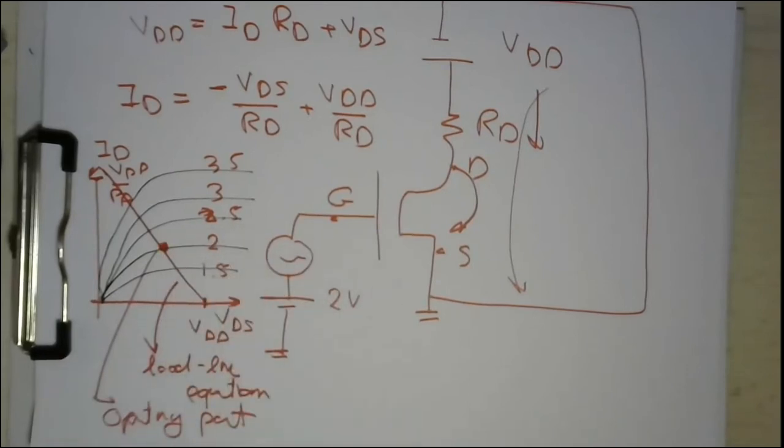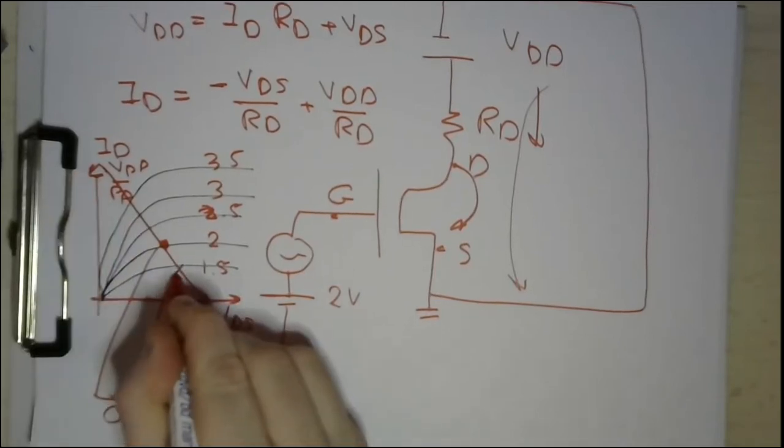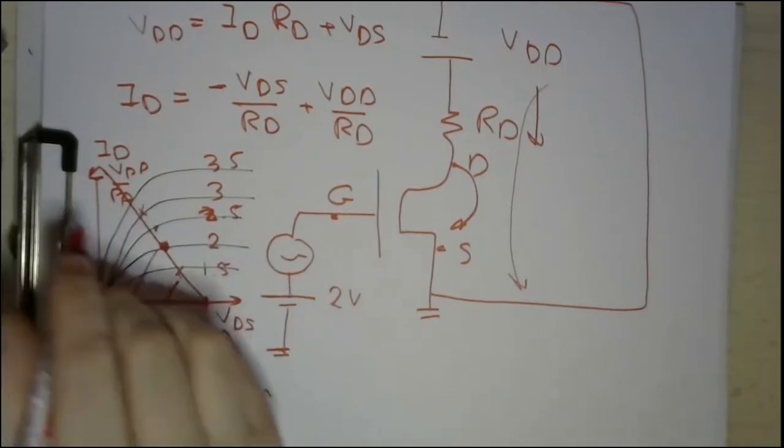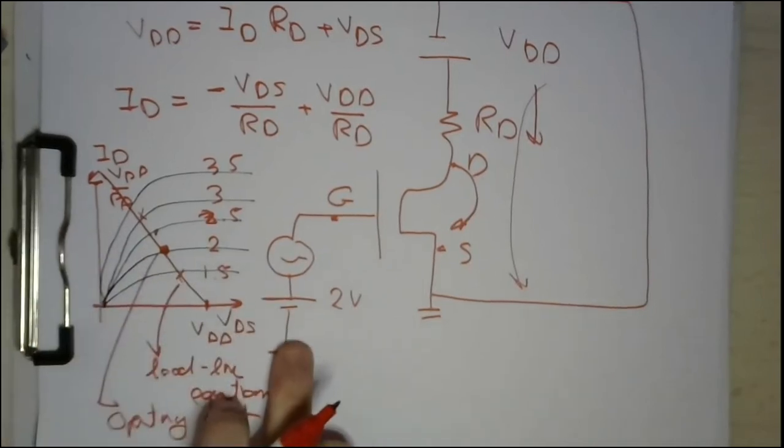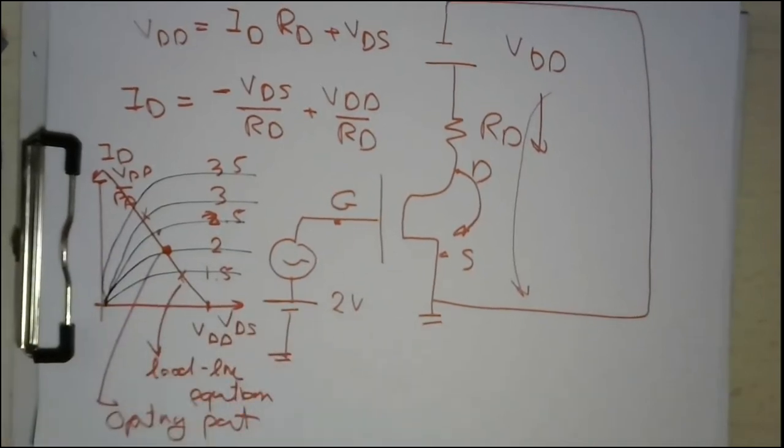Whenever your VGS changes, then your operating point will change based on this equation. So you have a set of intersection points, then you can move across these intersection points based on the variation on the VGS. Okay, so let's see it in a better way by turning to our PowerPoint slide.